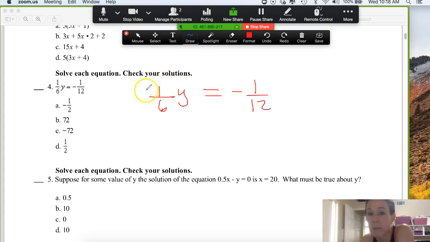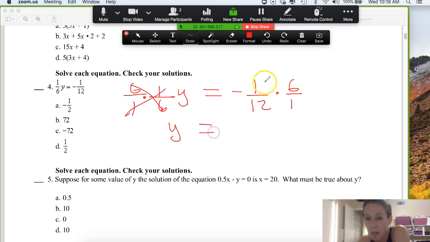So if I would like to get rid of the 1/6, I can multiply by its reciprocal, 6 over 1, or just 6. I multiply this side by 6 over 1, because 6 is the same as 6 over 1, that would eliminate that, because 6 times 1 is 6, and 1 times 6 is 6, so this is 1 over 1, and 1 times y is just y. And then on this side, multiply across the top and multiply across the bottom. Negative 1 times 6 is negative 6, and 12 times 1 is 12.